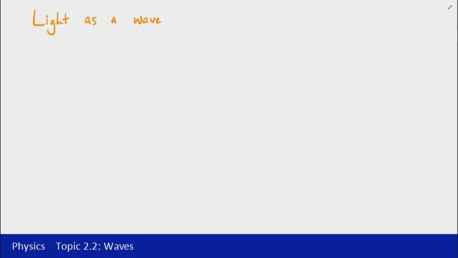We've looked at the basics of waves and wave characteristics, wave properties, and a little bit at sound as well. We're now going to have a look at light as a wave.